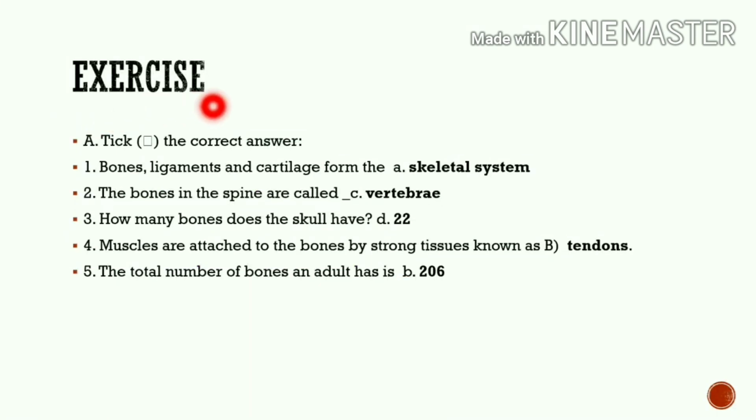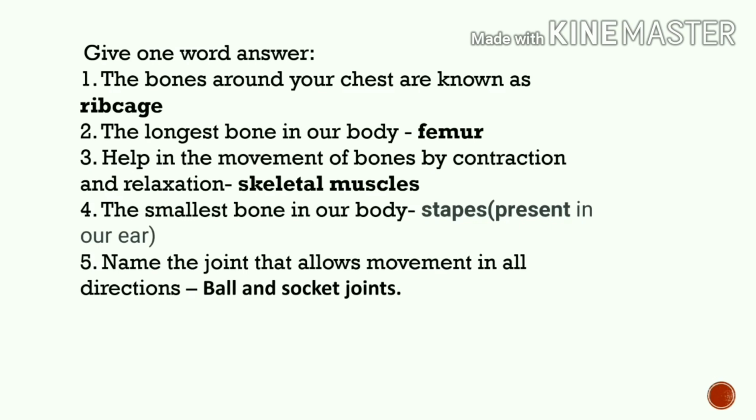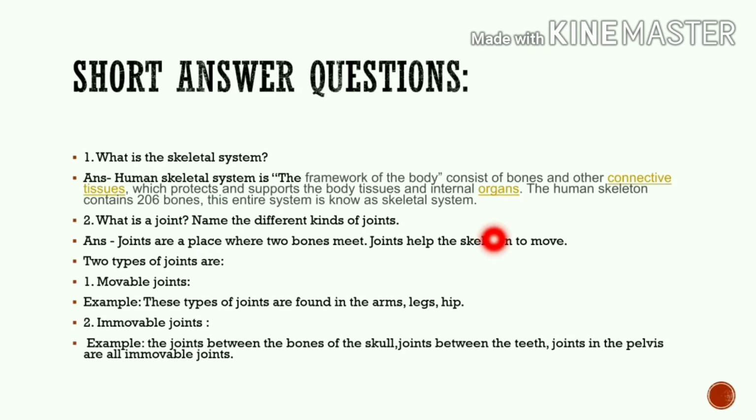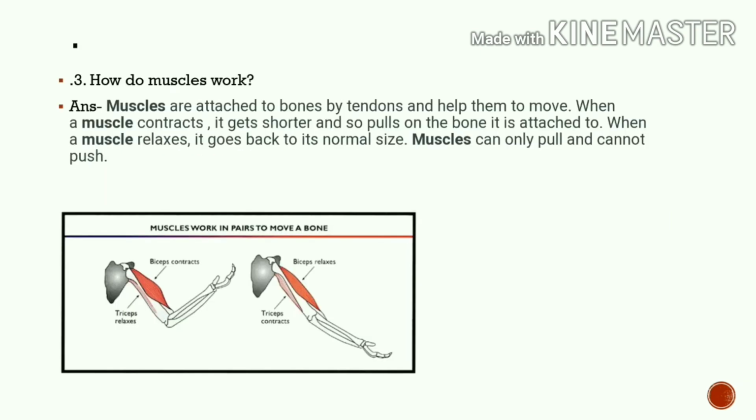Next one is the exercise. Here is tick the correct answer. Then there is give one word answer. And for the short answer questions, you have to write them down in your EVS copy. So what is the skeletal system? We have already learned about it. Then what is a joint? Name different kinds of joints. This we have also learned. Then there is how do muscles work.